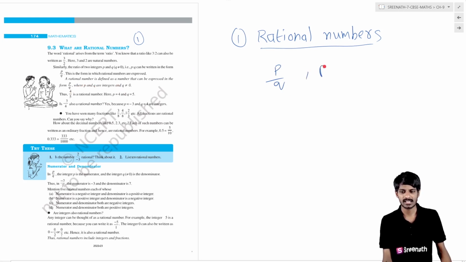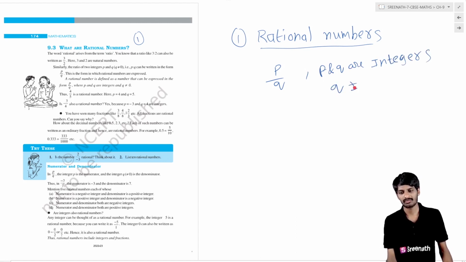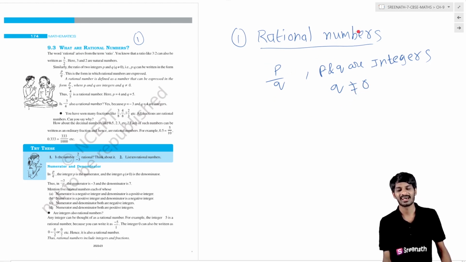And what are the conditions? p and q are integers. Okay. And what is the other condition? The other condition is q not equal to 0. The numbers which satisfy these conditions are rational numbers.